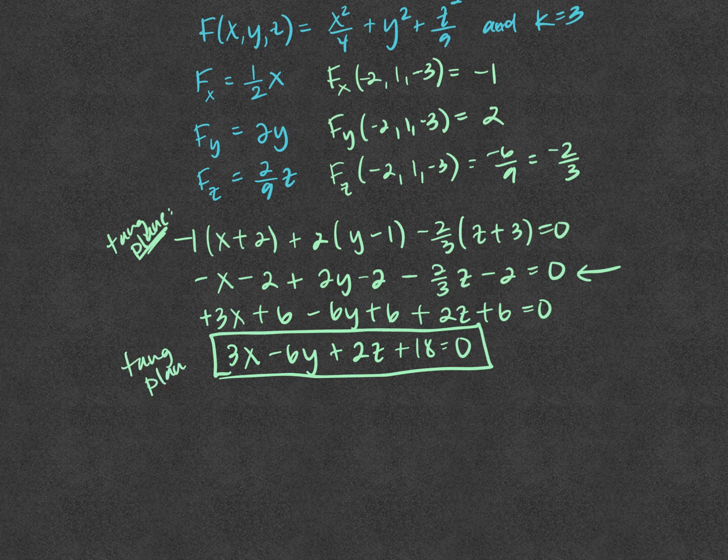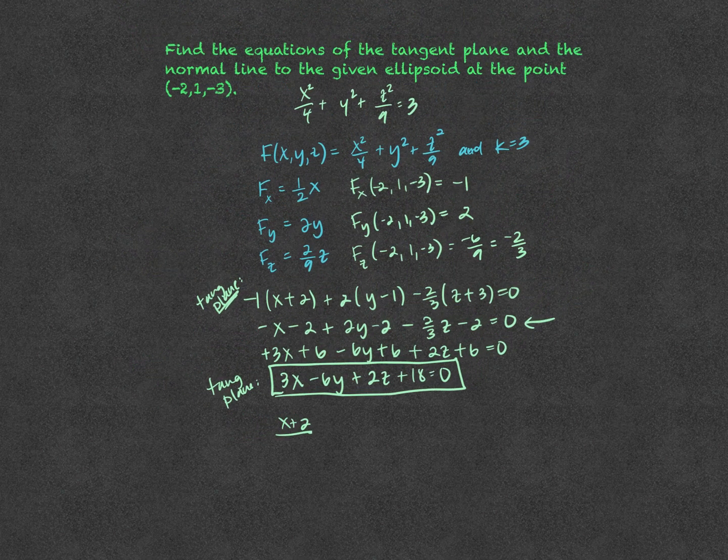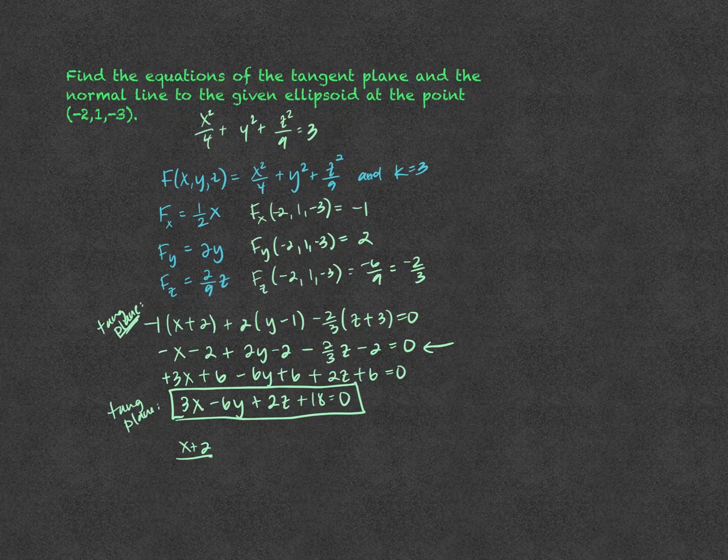And now we need our normal. It asks for the normal line. So when we look at our normal line, we start with our symmetric equations. So we're going to say x plus 2. I would like to zoom back out. Let me do that. So maybe I'll put it over here.